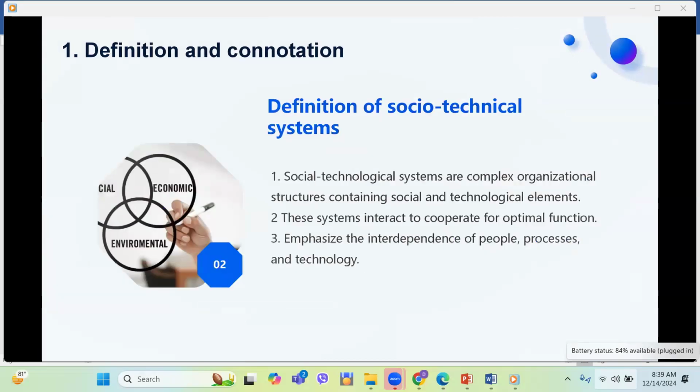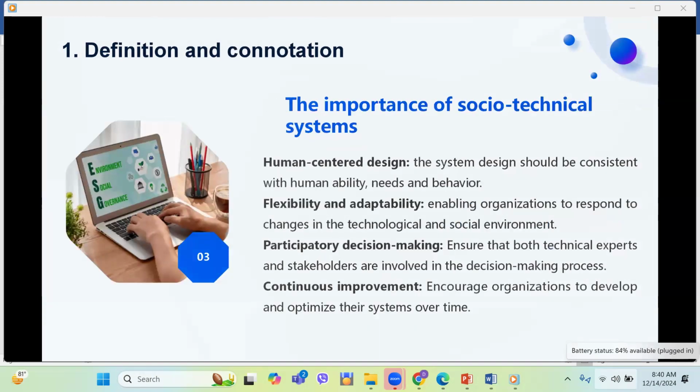Now we can note that socio-technical systems are complex organizational structures containing social and technological elements. These systems interact to cooperate for optimal function. They emphasize the interdependence of people, processes, and technology. The importance of socio-technical systems: human-centered design.